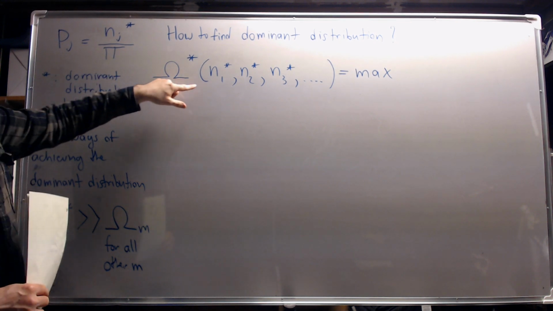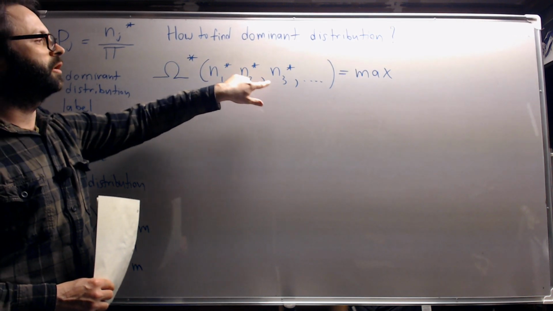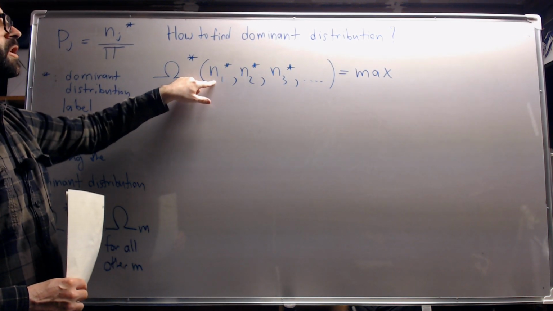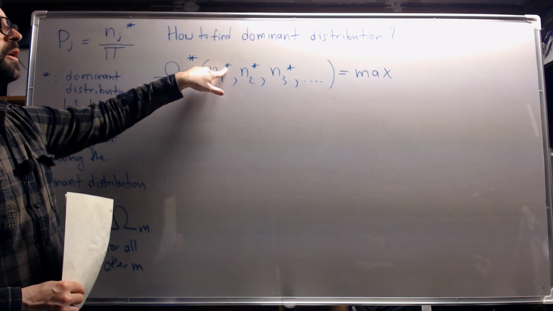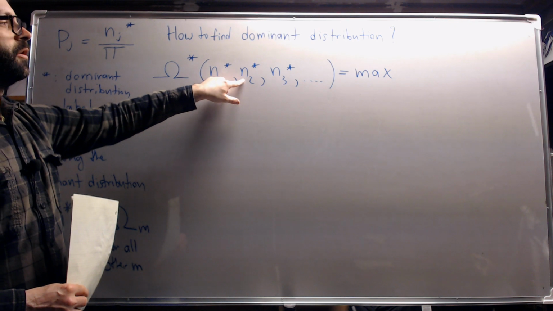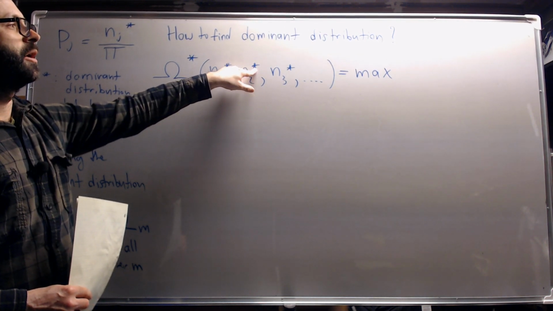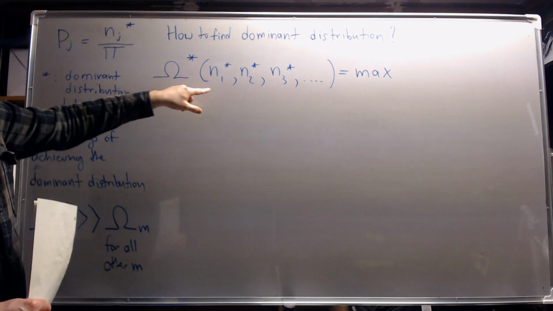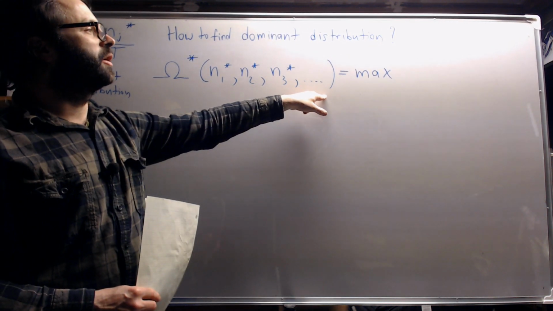Said another way, how do we find the set of numbers n1 star, n2 star, n3 star: the number of systems in the ensemble in microstate 1 when the dominant distribution is observed, the number of systems in the ensemble in microstate 2 when the dominant distribution is observed, and so on. How do we find this distribution, this set of numbers?